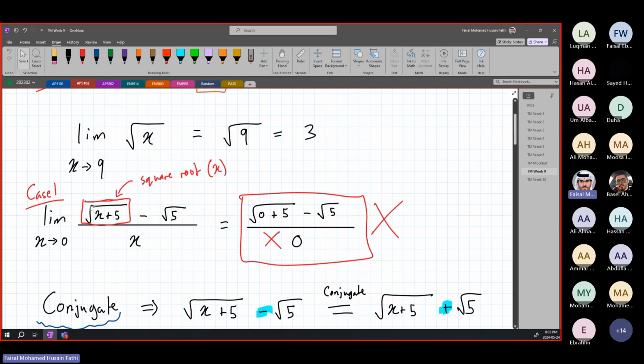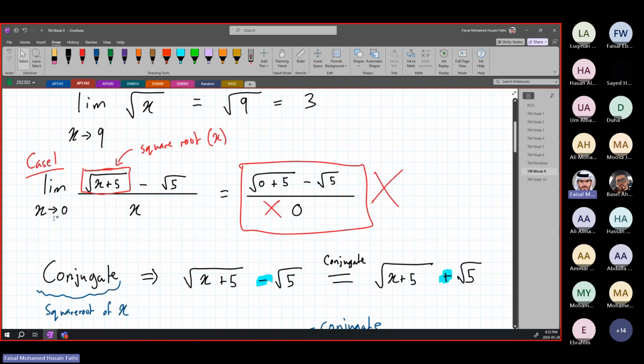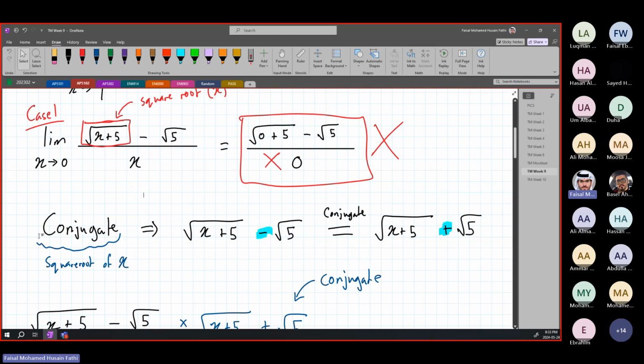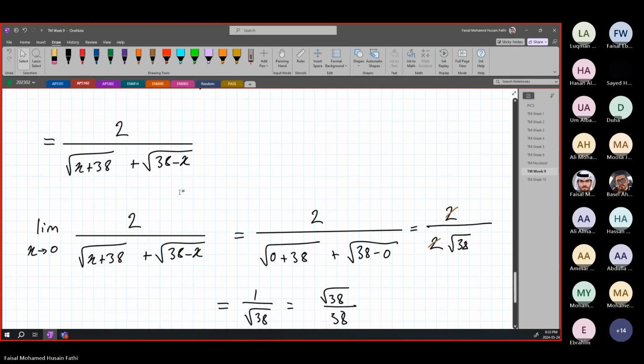All right. Case 1 is when you have a square root and you cannot find the limit directly. This is when you get 0 in the denominator. If you don't get 0 in the denominator, you don't have to do the conjugate steps; you can just plug in the value and solve it. But when you get 0 in the denominator and you have a square root, you use your conjugate. This is what case 1 is.